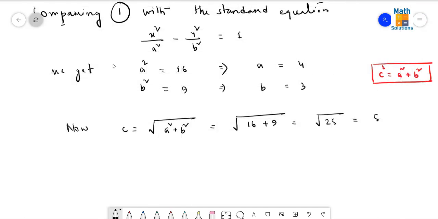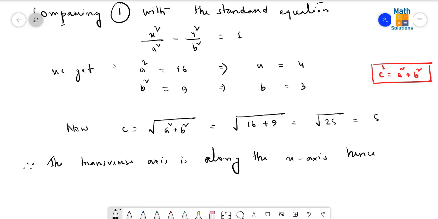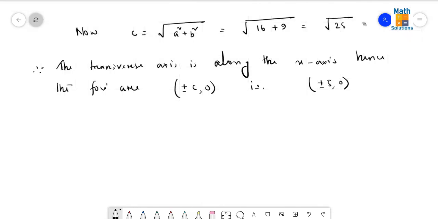Since the transverse axis is along the x-axis, hence the foci are plus minus c comma 0, that is plus minus 5 comma 0, and this is the answer for foci. Then we are asked to find the vertices. The vertices are plus minus a comma 0, that is plus minus 4 comma 0. Then after this we shall be finding the eccentricity.